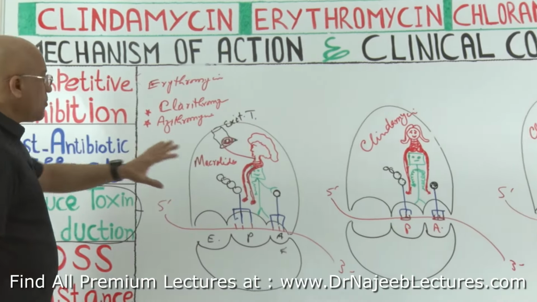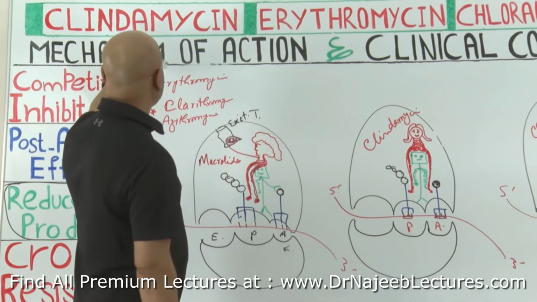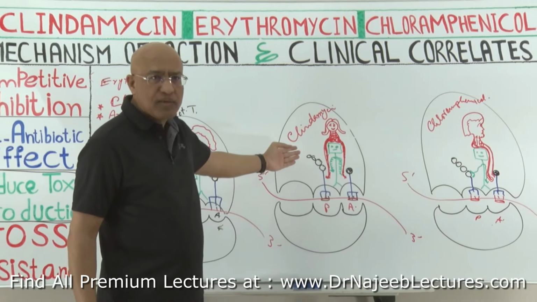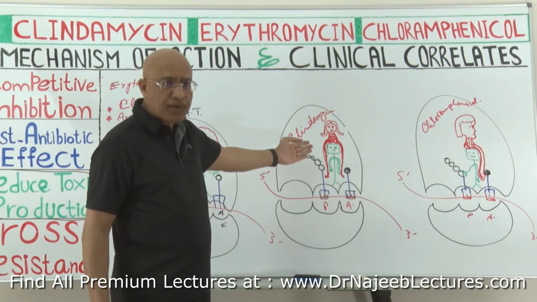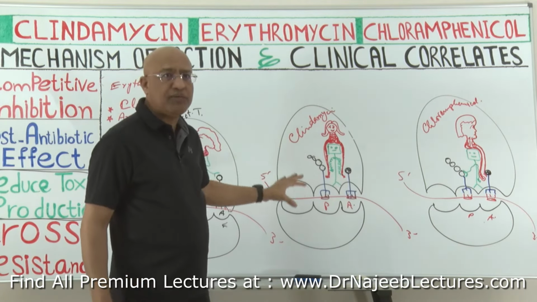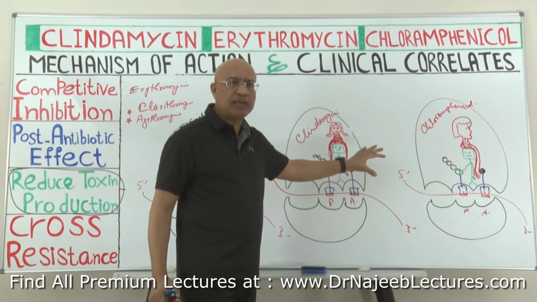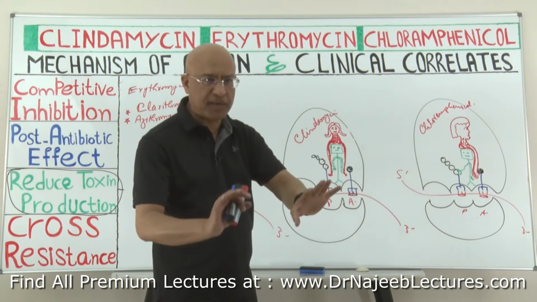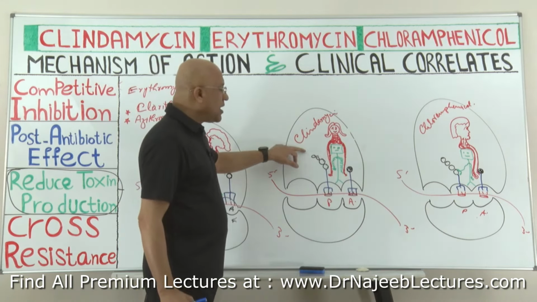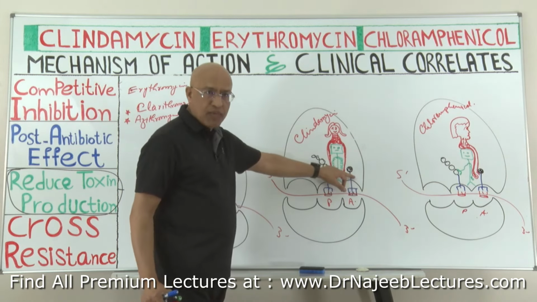Once we are very clear, briefly we can say all these drugs, clindamycin, erythromycin and chloramphenicol, act on the peptidyl transferase action of the 50S subunit. All of them inhibit transpeptidation and eventually translocation, resulting in failure of chain elongation, and protein synthesis is inhibited. But the difference is that clindamycin produces dysfunction at A site and P site both.